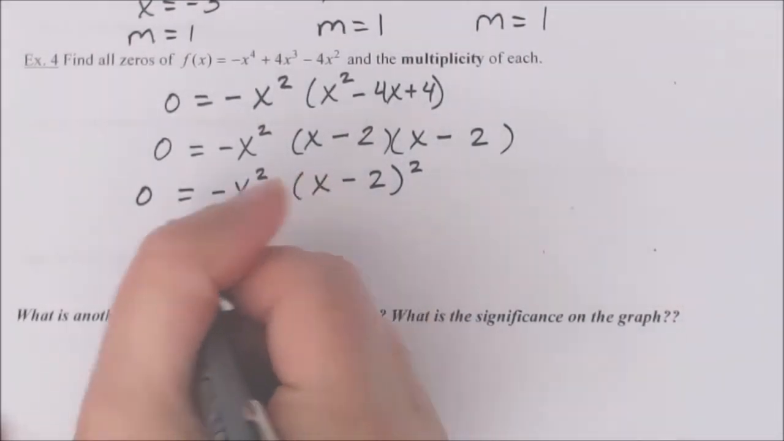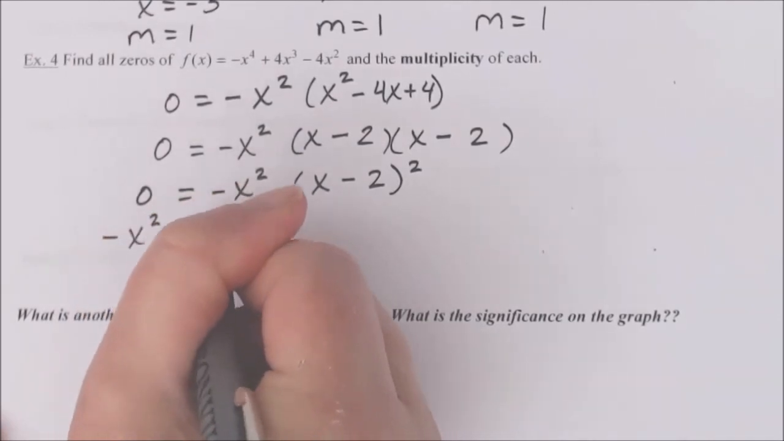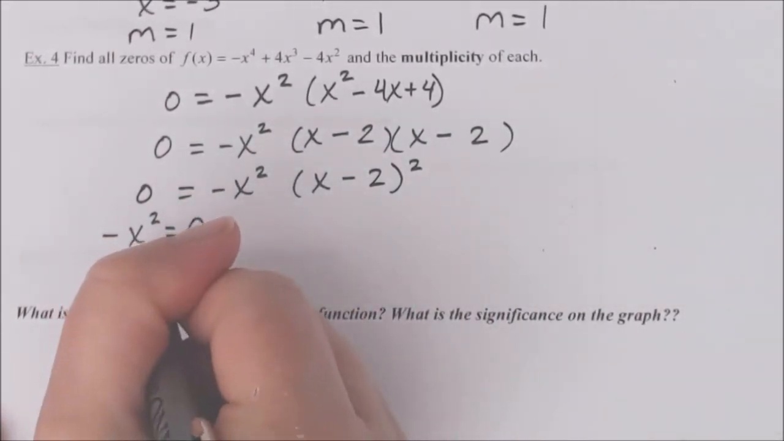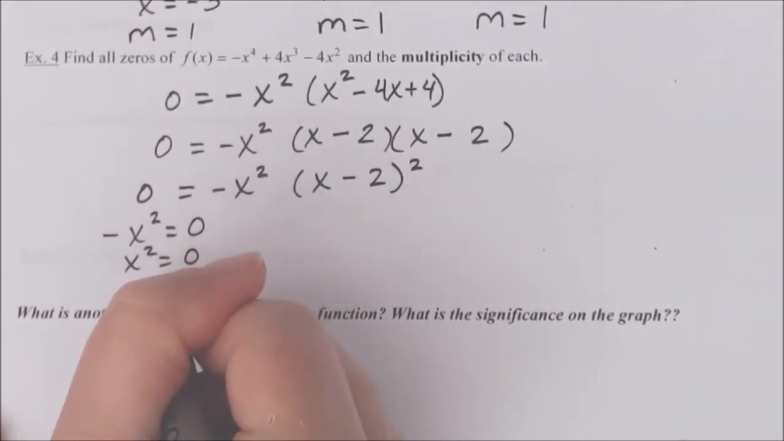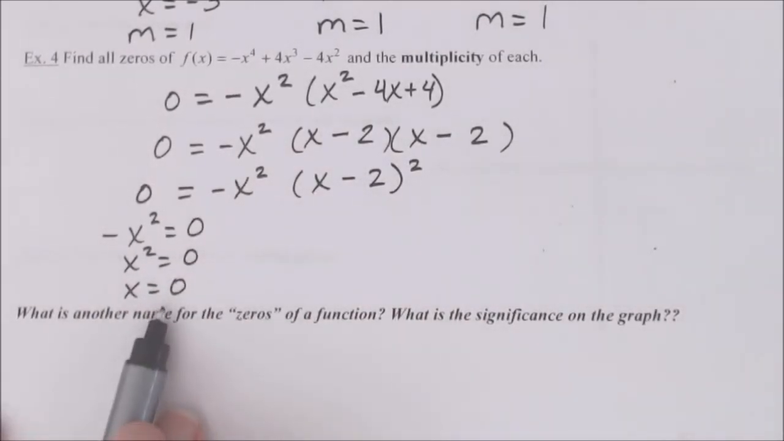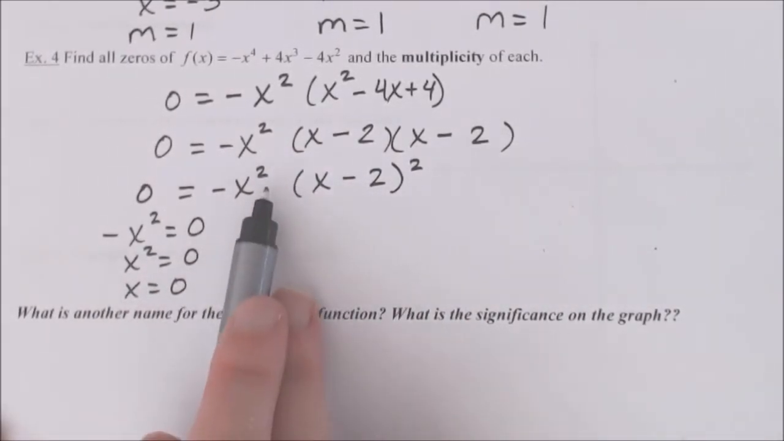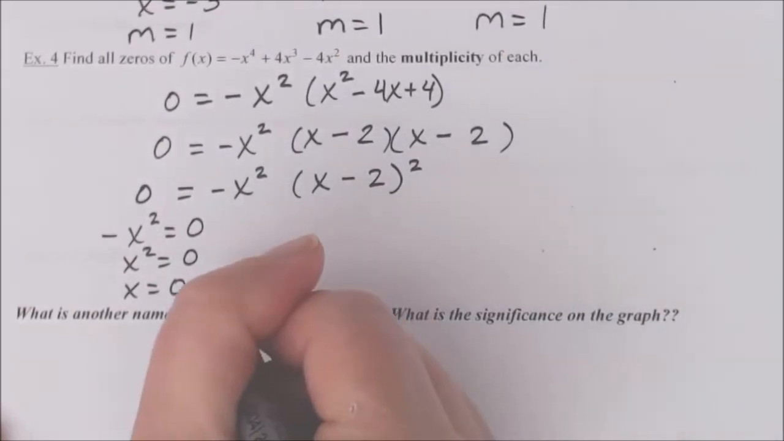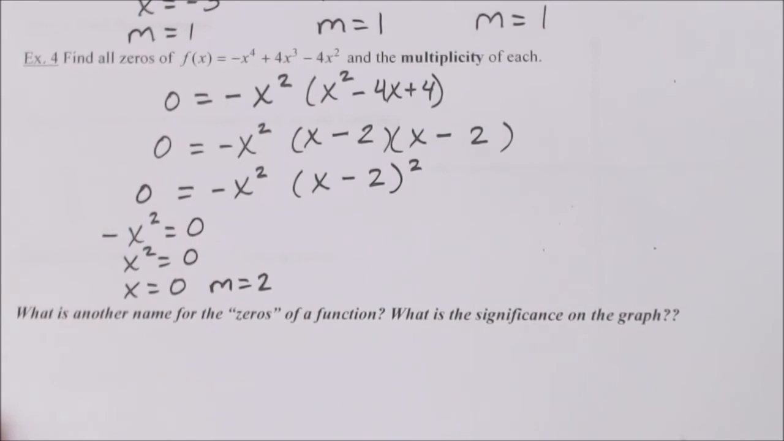Let's get the zeros. So let's take the negative x squared. We have to set that equal to 0. Divide by negative 1. We get x squared equals 0. We just get x equals 0. What is the multiplicity of that, though? We have to look at the x squared that it came from. Since that's a second degree, that means the multiplicity for that would be 2.